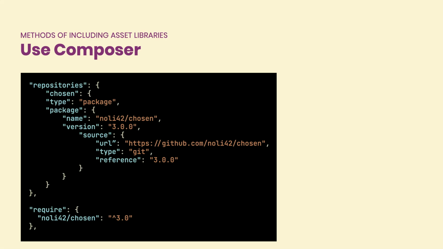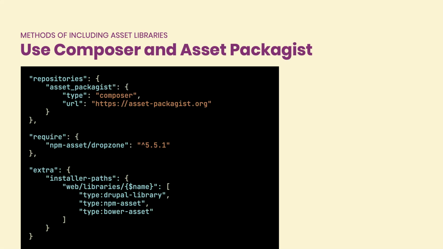Yes, question. Sorry, I didn't mean to interrupt. Yeah, no. On the previous slide, you're showing using Asset Packagist. Do you have to use the Composer Installers Extender in order to do this approach, or can you just say type NPM asset or Bower asset? I believe you need the installers extender. I'm not positive, but I think that's true.